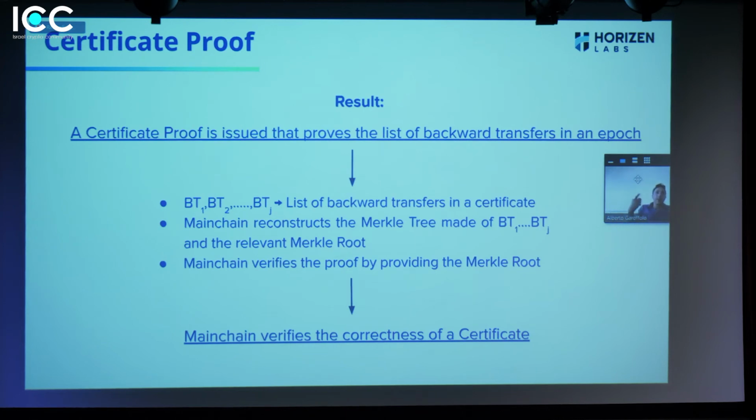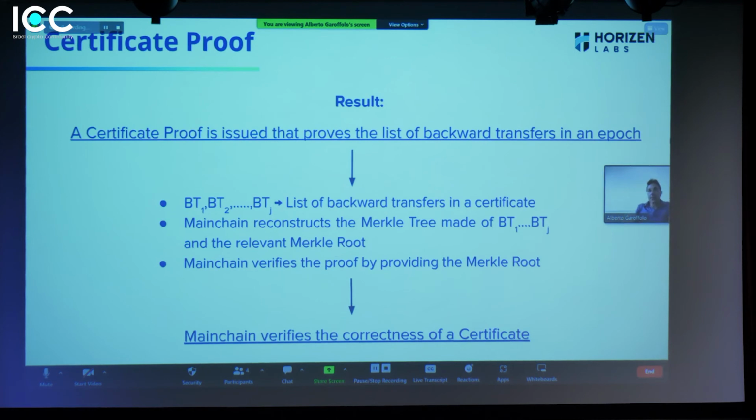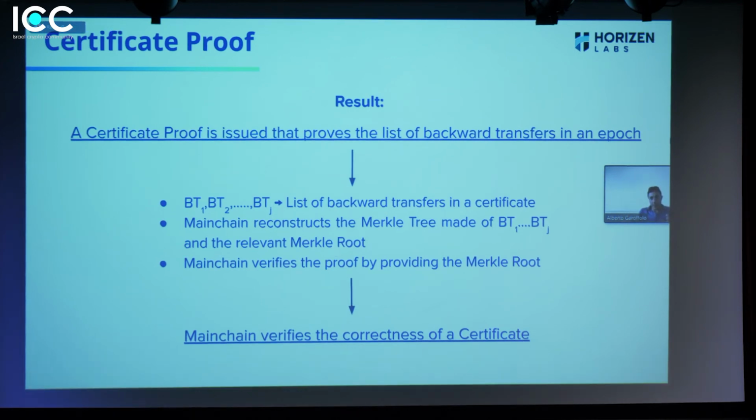From the main chain perspective, we can receive a certificate with the list of backward transfers and a SNARK proof. The main chain will reconstruct the Merkle tree of backward transfers and end up with a Merkle root, and then every node will be able to verify the SNARK proof against these inputs. And so it will be able to really verify the correctness of the certificate. So the main chain, without knowing the sidechain rules, has verified that all the backward transfers, so the transfers from sidechain to main chain, reflected the sidechain rules.